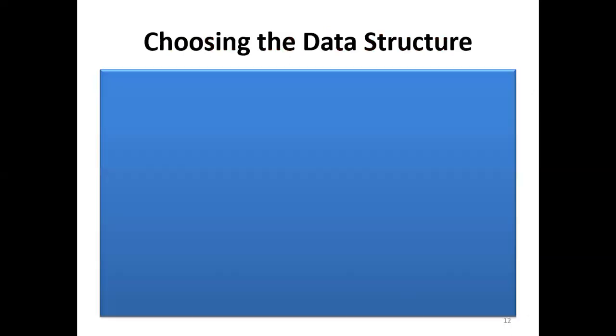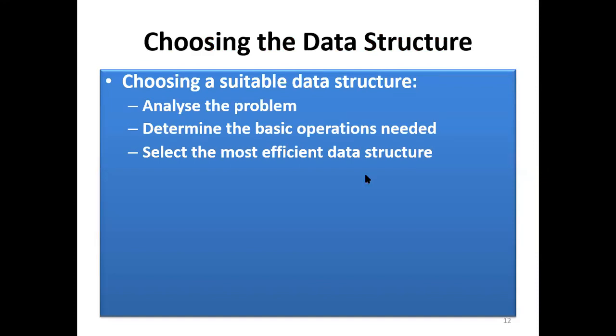Now, choosing the data structure. For you to choose a suitable data structure, you first of all need to analyze the problem. If you have a problem you want to solve, you need to look at the problem critically and analyze it. What kind of data does the problem provide? How are the data going to be stored? And what kind of access or operation on the data is needed? Once you've analyzed all these things, you'll be able to determine the basic operations that are needed, like retrieving and processing.